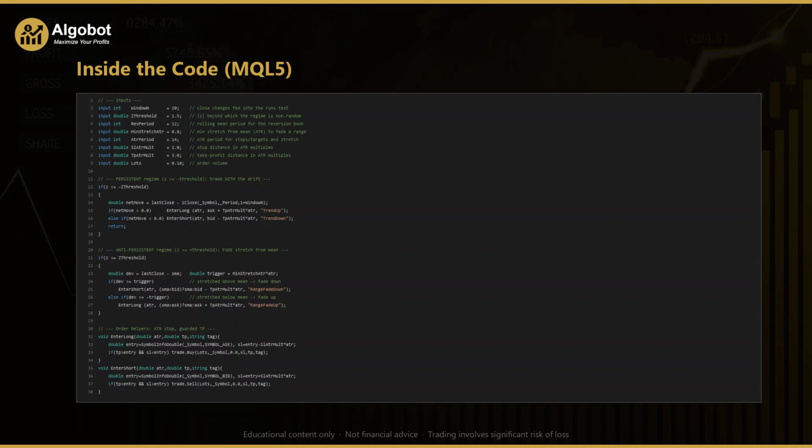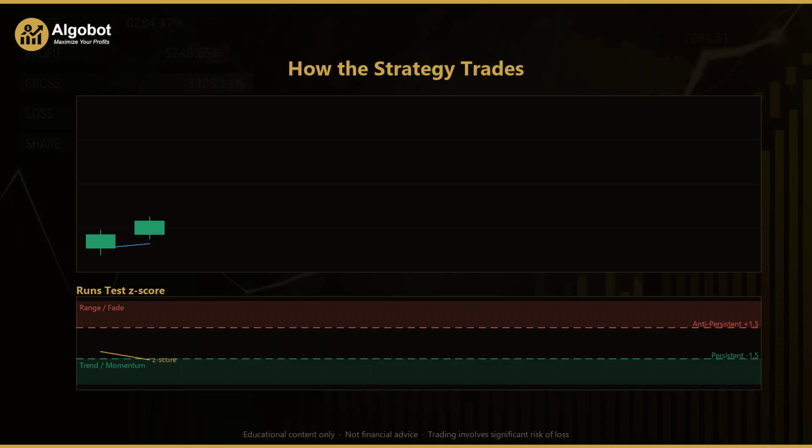Finally, the two helper functions. InnerLong sets the entry at the ask and the stop loss 2 ATR below, then calls trade.buy. InnerShort sets the entry at the bid and the stop 2 ATR above, then calls trade.sell. Each one guards the order, so the stop and target sit on the correct side of price before anything is sent. Let's bring the logic to life on a chart.